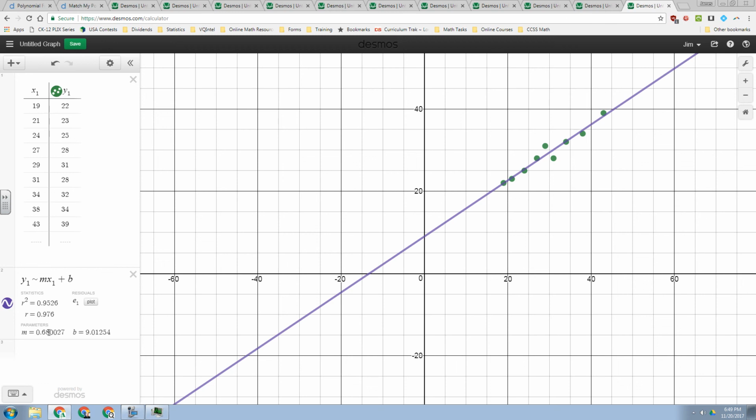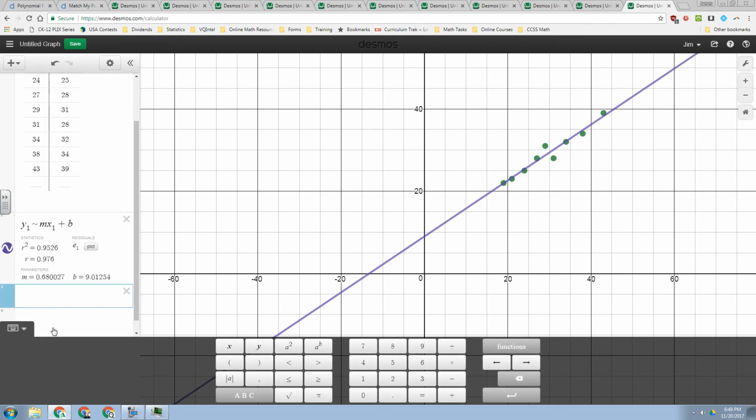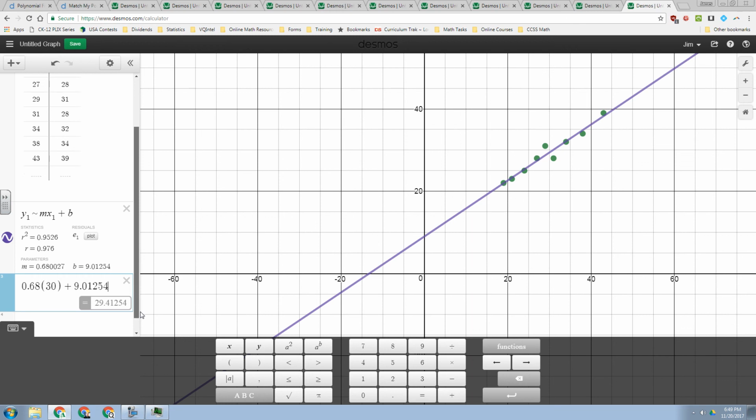Now, letter E says, use this regression model to predict the weight of a 30-month-old girl. So I'll use this 0.68 times 30 plus 9.01, 254, and there we go. There is our prediction for the weight of a 30-month-old.